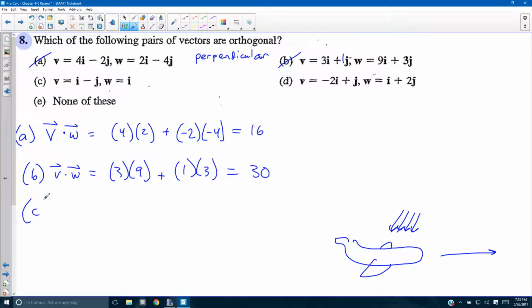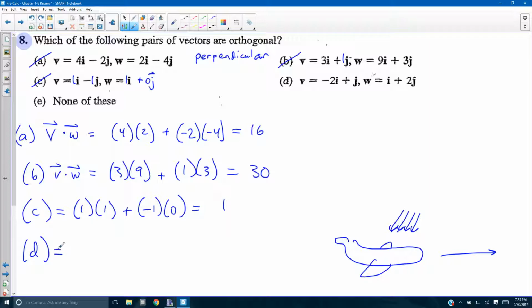C, doesn't look like C is going to be possible here as well, because we're going to be multiplying one of them by 0. This is 1, -1, and 1 and 0. So this will be 1 times 1 plus -1 times 0, which is 1. So the answer is either D or E. So it does go down to the wire here.